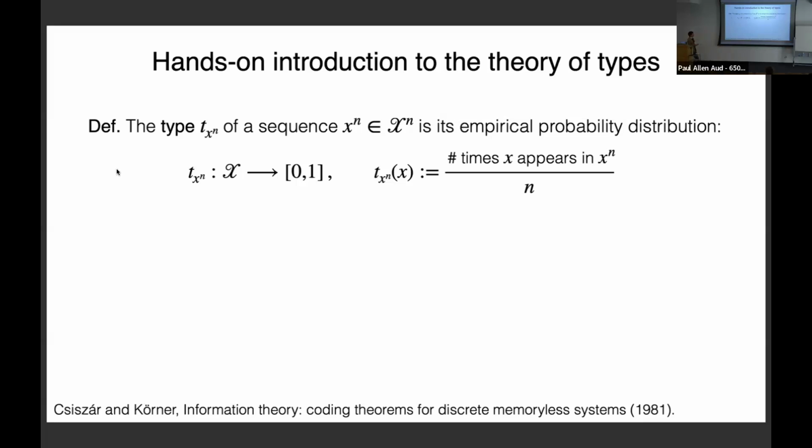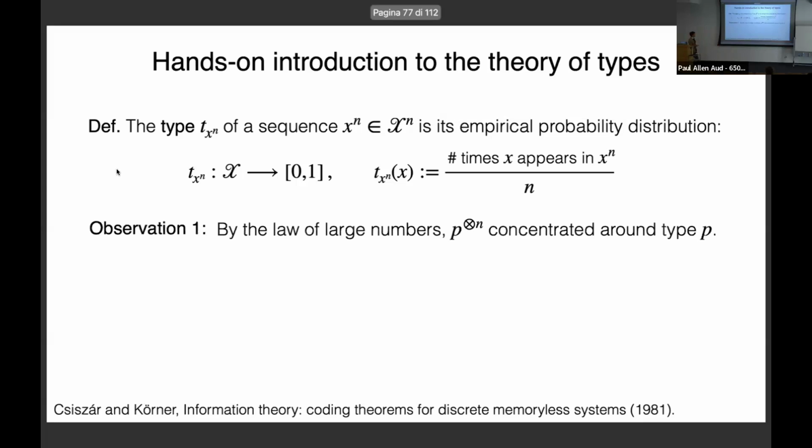That's all there is. And now there are two key observations for us. The first one is that by the law of large numbers, P tensor n, the IID probability distribution P, will be concentrated around that type, around type P. So the sequences that are sampled according to this probability distribution will have an empirical probability distribution that's also close to P with high probability.